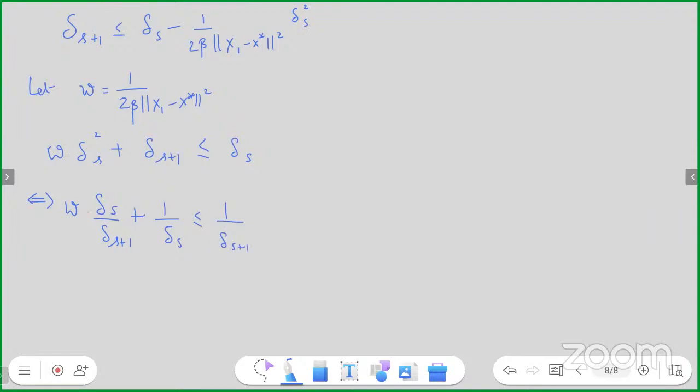Why is this true? Yeah, both of them have been multiplied and divided through 1 by del s times 1 by del s plus 1. Okay, now what? What can you subtract? What can you add?